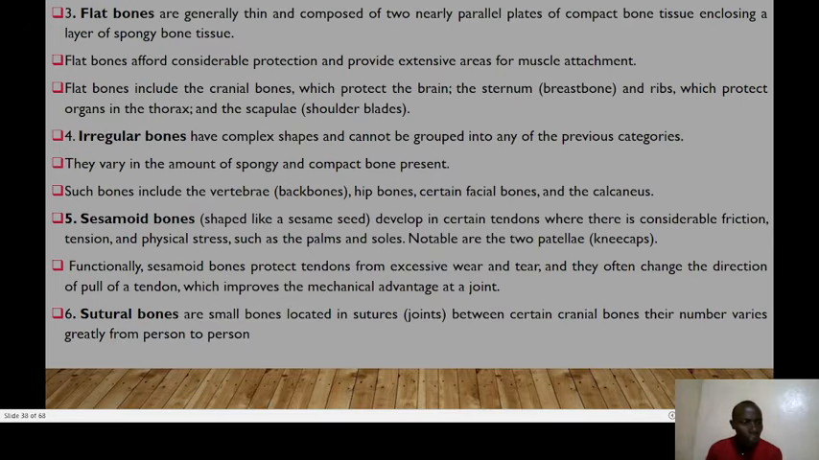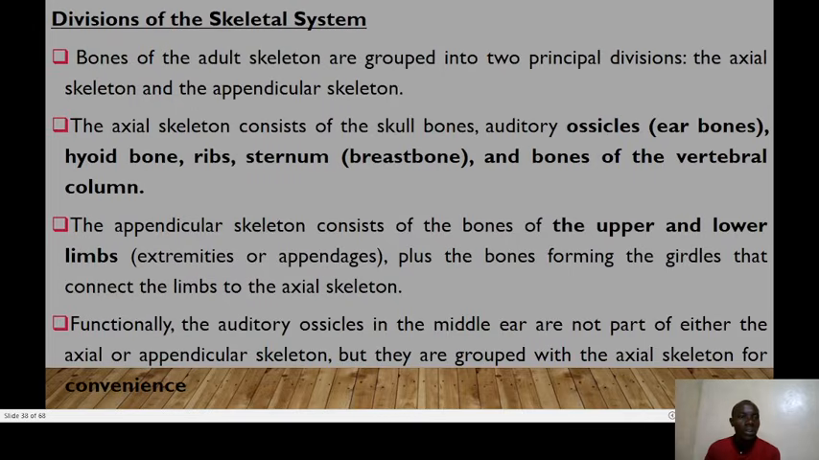Lastly, we have sutural bones. That's the sixth class. These are small bones located in the sutures, and they are classified based on where they are located. Because of certain cranial bones, their number varies greatly from one person to another. So we have the sutural bones.